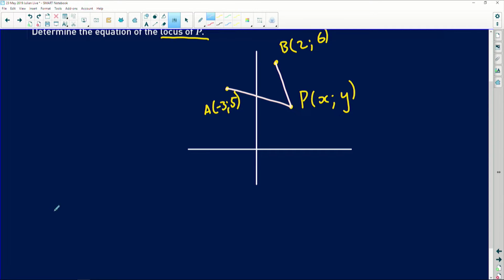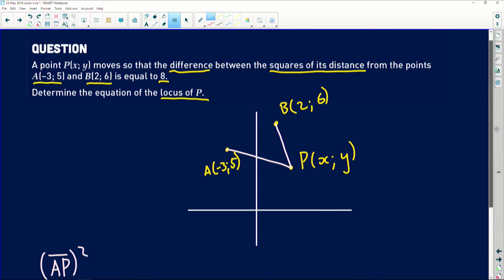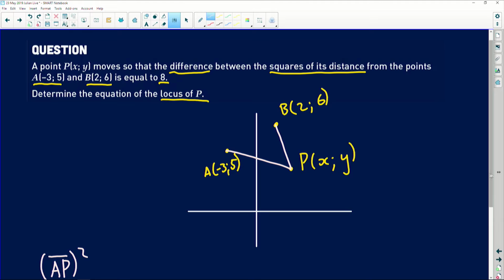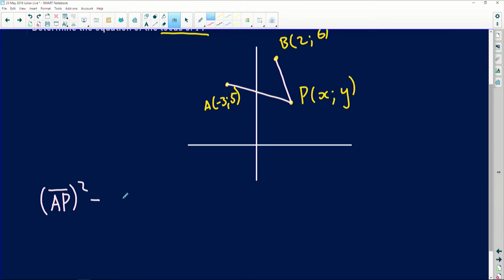I'm going to say then that AP, and it's going to be a distance AP, if I square it, and let me just see, I'm looking for the difference. So I need to subtract it from my other distance, which is PB, and that's going to be a distance PB squared. And they say that must give me an answer of 8. Okay, so I've got one equation. That equation comes from the information that's been given to me in my question. That's my very first part to try and solve for my equation of my locus.